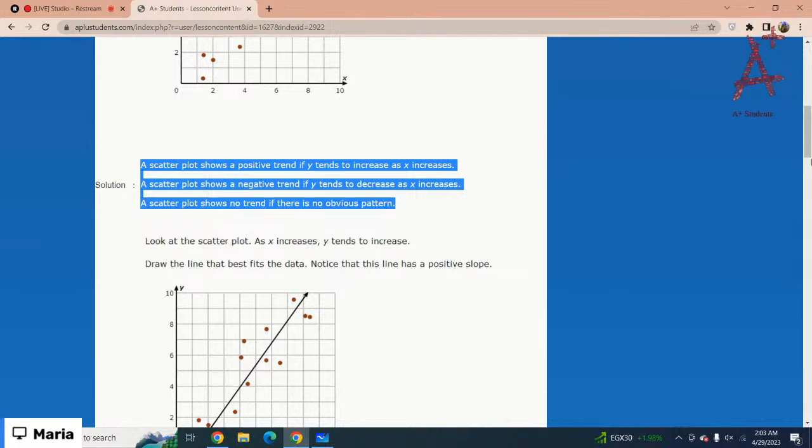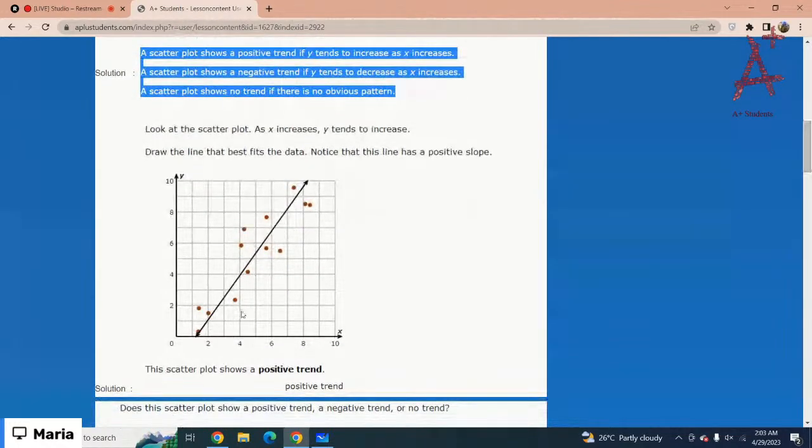So look at the scatter plot. As x increases, y tends to increase. Here are the x values. X values are increasing, here you have x value 8, y values are also increasing. Got it? Just look at the values. Where x is around 1, y is less than 1. Here x is 4, y is 3. Here x is 6, y is 6. X is 8, y is almost 9. Got it? That means the graph shows a positive trend.